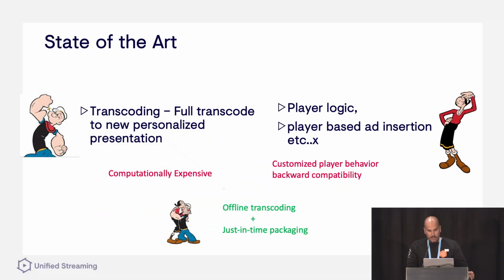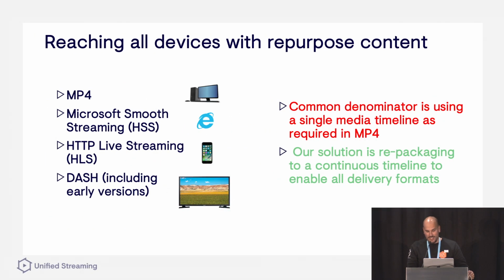The point of the state of the art is that either we are very strong, we basically transcode everything, or we are smart and use a solution implemented in the player, such as multi-period DASH or VAST or SMIL. These standards allow for customized playback, but they introduce backward compatibility issues at players. So we're going to present an approach that combines the best of both worlds, which is offline transcoding and just-in-time packaging.